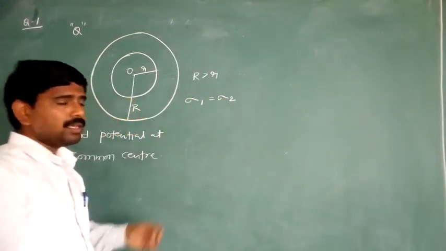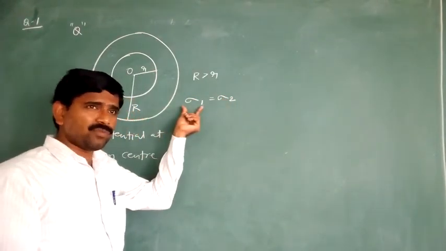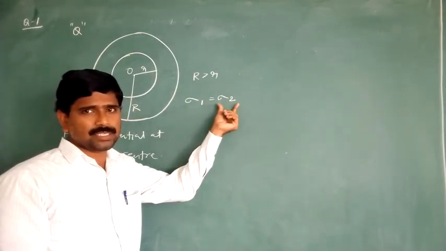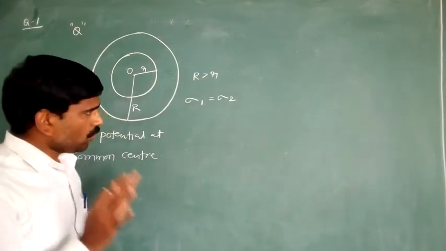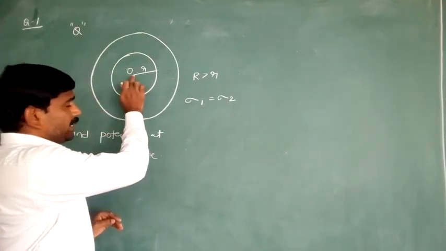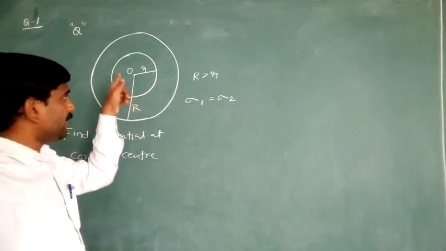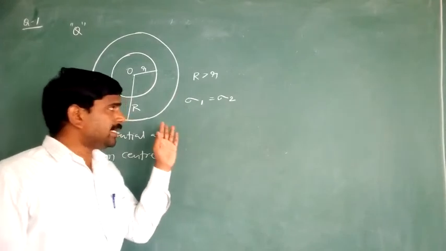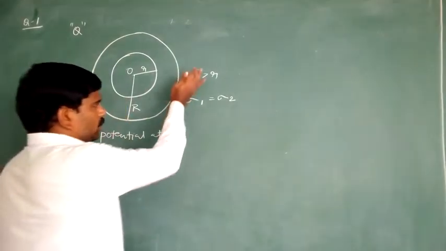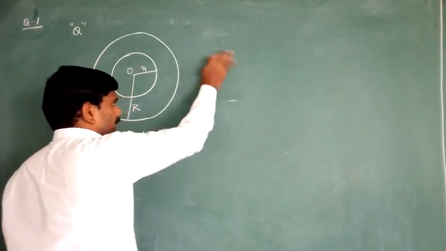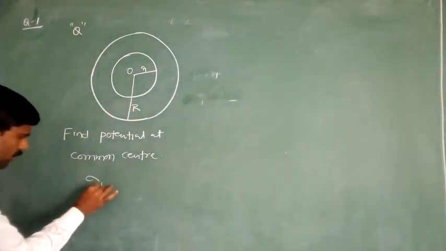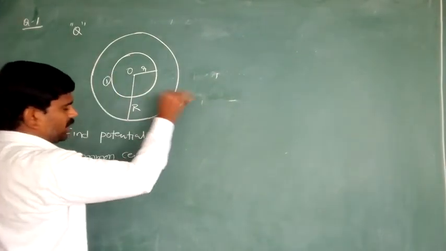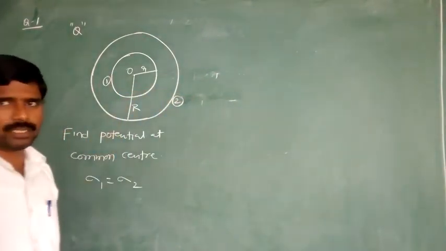Sigma 1 is the surface charge density of the first shell and sigma 2 is the surface charge density of the second shell. Right now we want to find the potential at the common center. This is the data given: sigma 1 is equal to sigma 2. This is the first shell and this one is the second shell. Surface charge densities are equal.